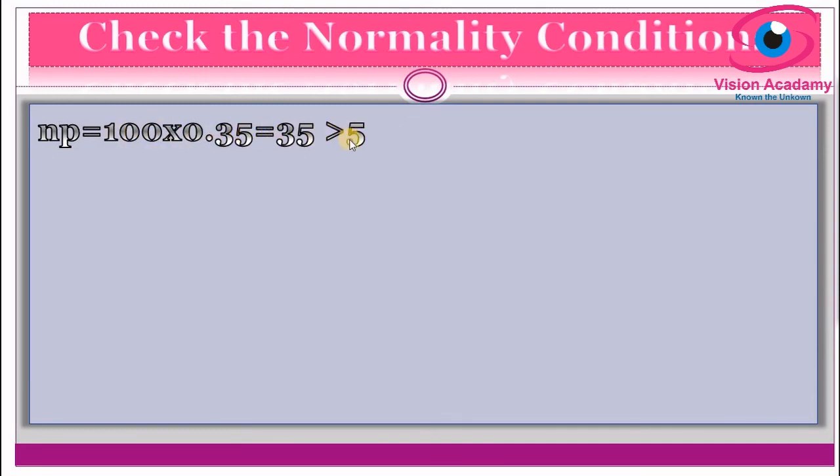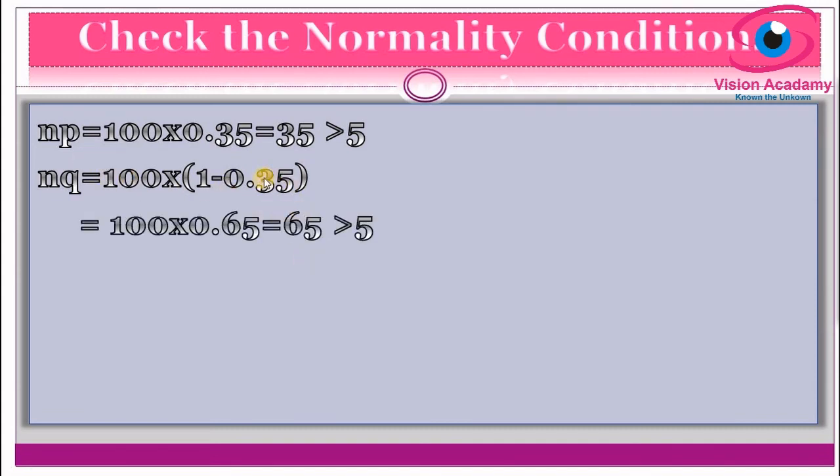So 100 times 0.35 is 35, and 35 is greater than 5. So the np normality condition is met. Then let us see the nq normality condition. As I told you, q is obtained as 1 minus p. Here p is 0.35, so q is 1 minus 0.35, which is 0.65. Then 100 times 0.65 is 65, and 65 is also greater than 5.